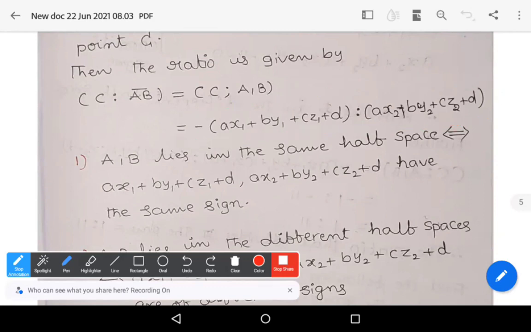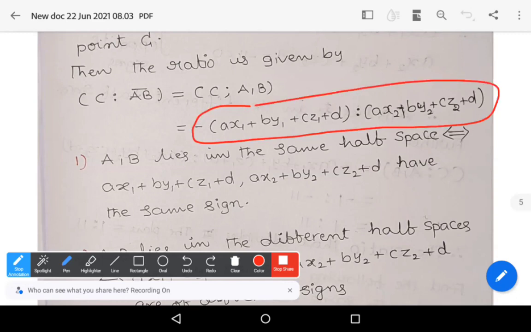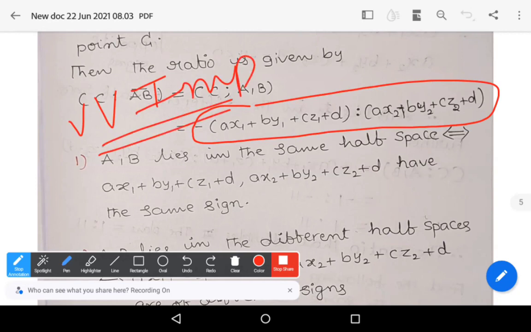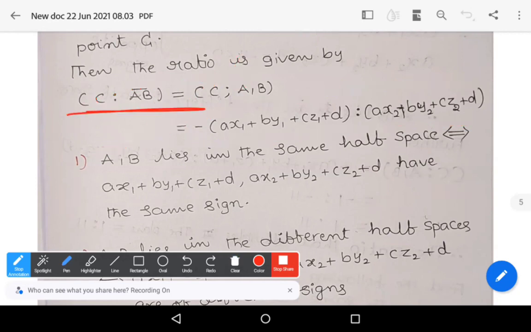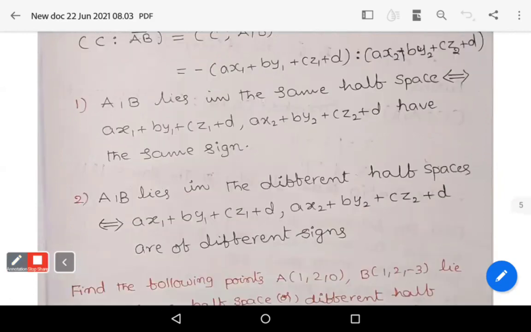Remember that the ratio in which the line AB bar is divided by the plane pi at the point C is given by minus of ax1 plus by1 plus cz1 plus d is to ax2 plus by2 plus cz2 plus d. Practice this formula, very important formula for the 5-mark section as well as the 10-mark section. According to this formula, there are two very important points to remember.